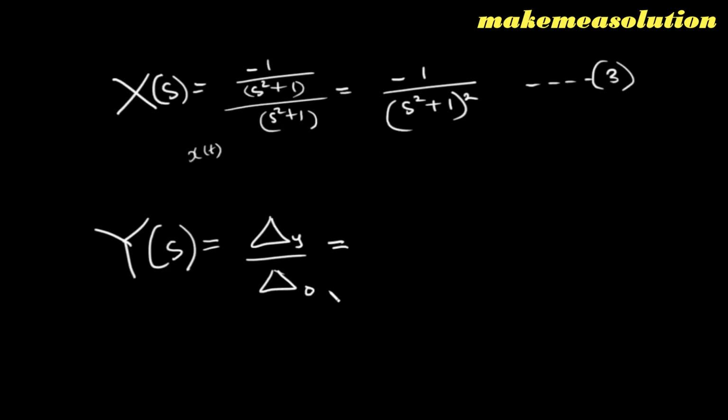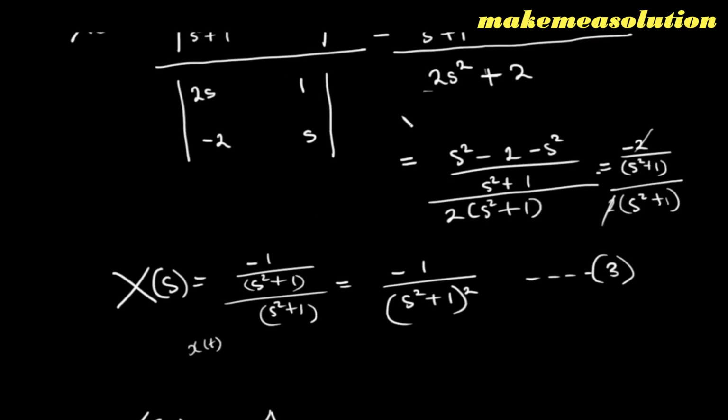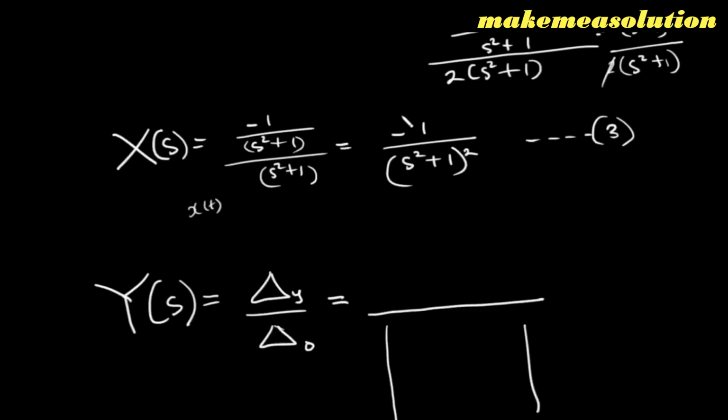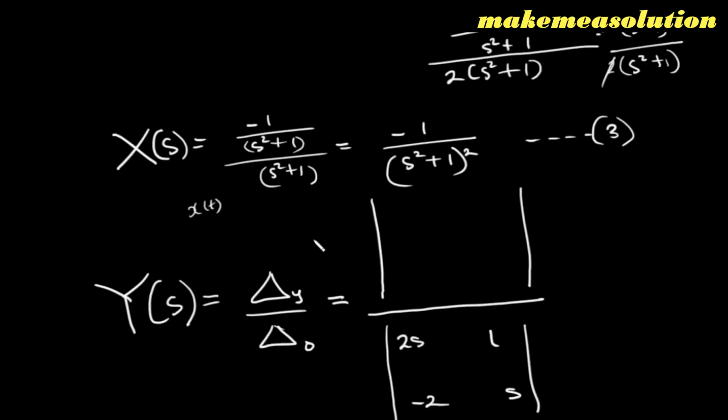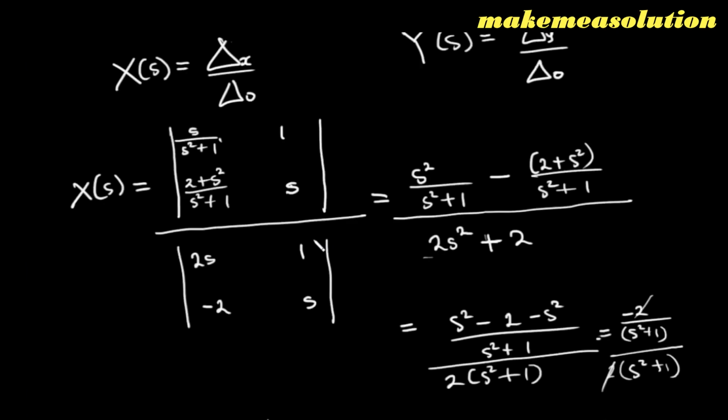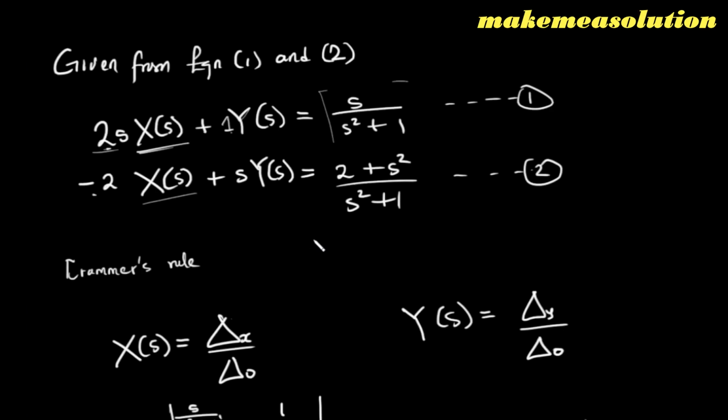Delta naught has already been found. We can just use delta naught from the previous equation. So the matrix for delta naught is 2s, 1, negative 2 and s. So the problem now is to find delta y. I want you to pause this video and see if you can find delta y. Okay, I guess you must have paused the video, so let me show you. I hope you got it correctly.